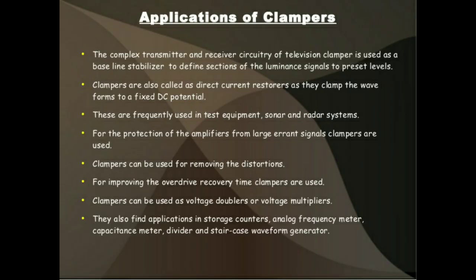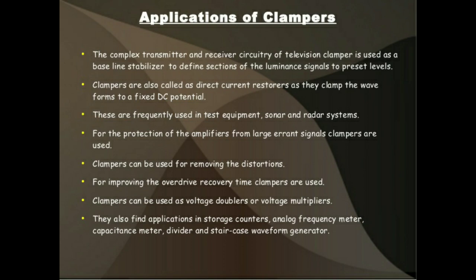Clampers can also be used in voltage doublers or voltage multipliers. They also find applications in storage counters, analog frequency meters, capacitance meters, dividers, and staircase waveform generators. These are all the applications of the clampers.